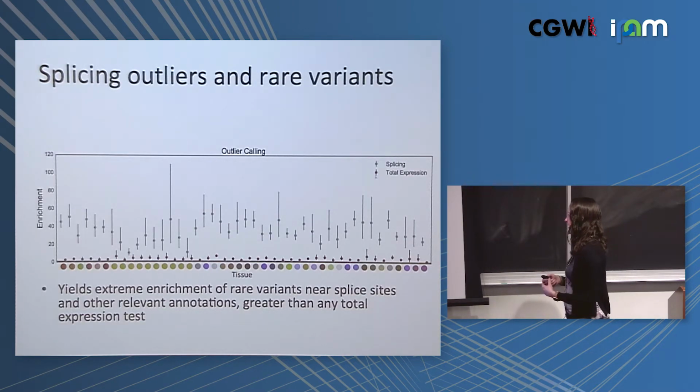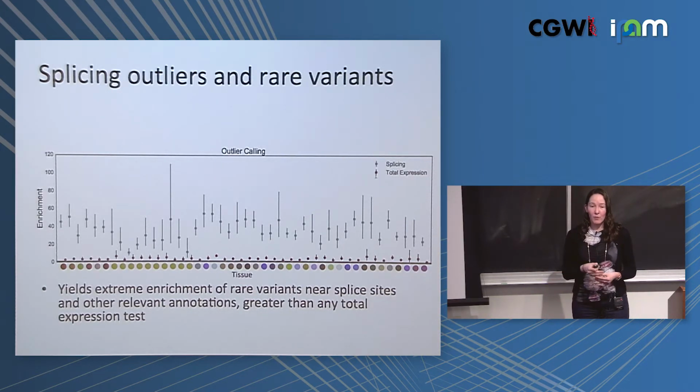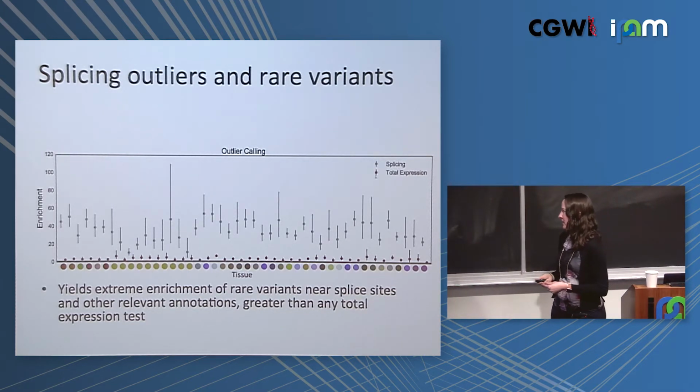And actually, this is yielding a lot greater enrichment of rare variants than anything that we saw for total expression. So if you look at the y-axis here, the enrichment, fold change that we see is greater than anything that we've seen for any annotation that we checked for total expression. So our splicing outliers that we're calling as outliers are very, very strongly enriched for rare variants likely contributing to splicing changes.